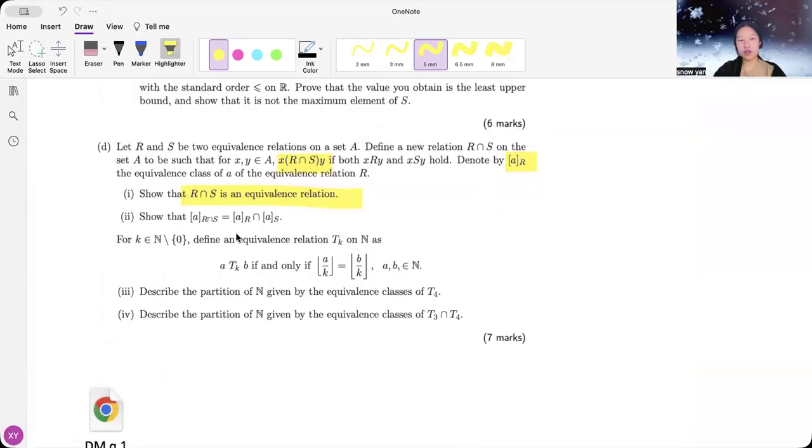Part two, we're asked to show that the equivalence class of a of the equivalence relation R and S is equal to the intersection of each one together.